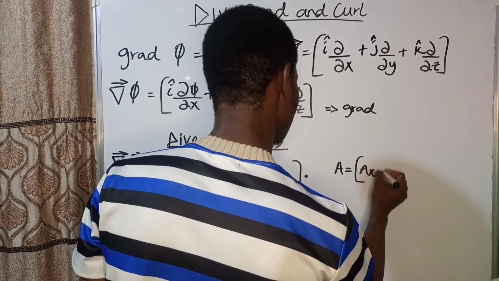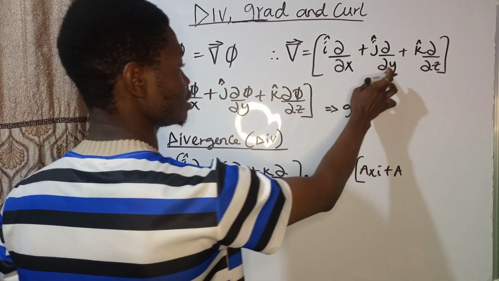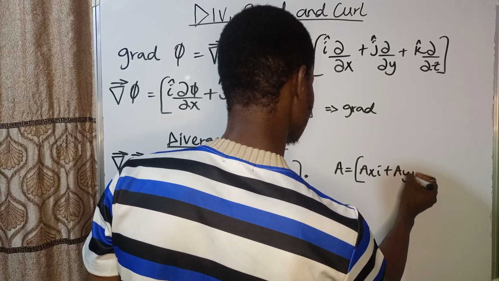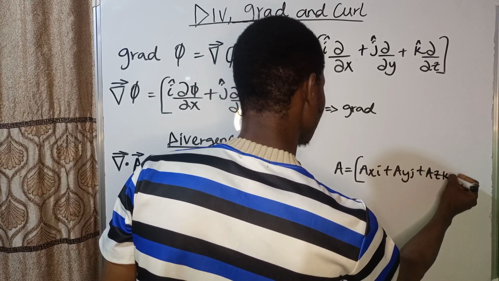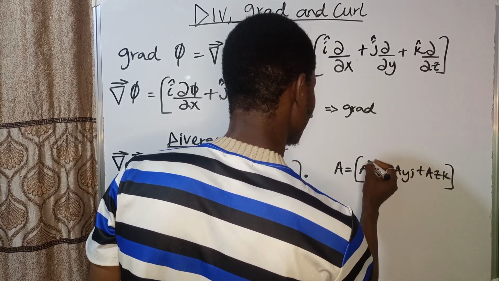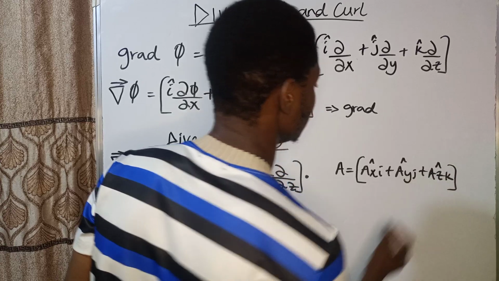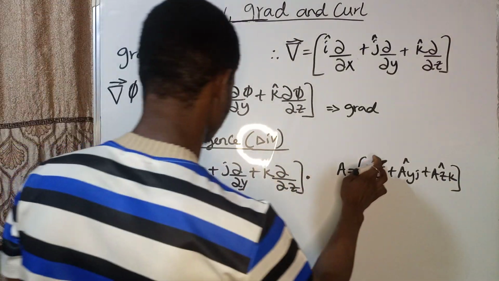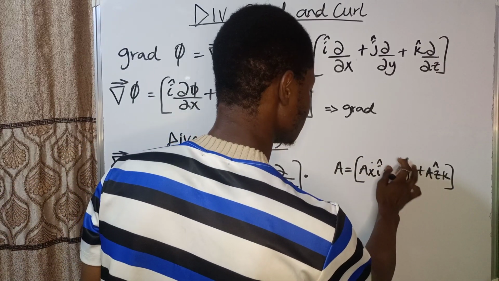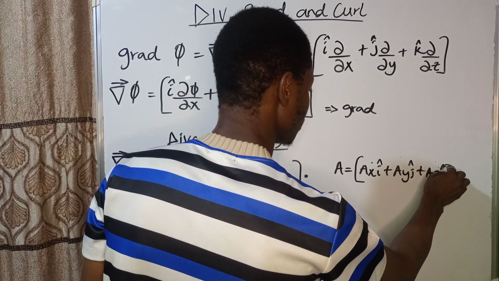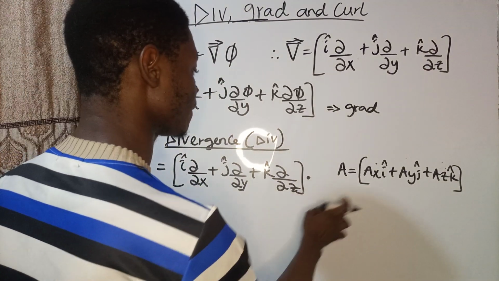A_x i plus A_y j plus A_z k. Remember, all of them are vectors. They are vectors. Remember, this one is a vector, this is a vector, this is a vector. So multiplying this by this, we are going to have Nabla dot A equals this.